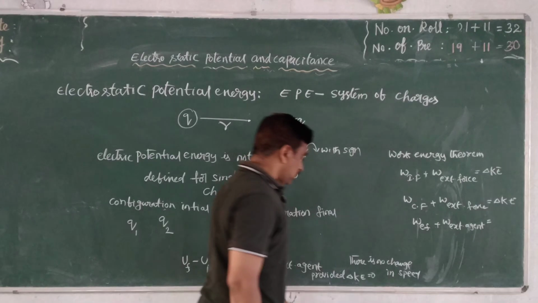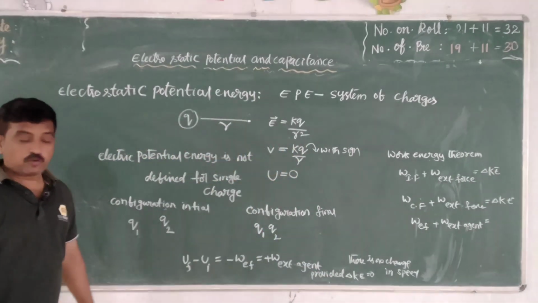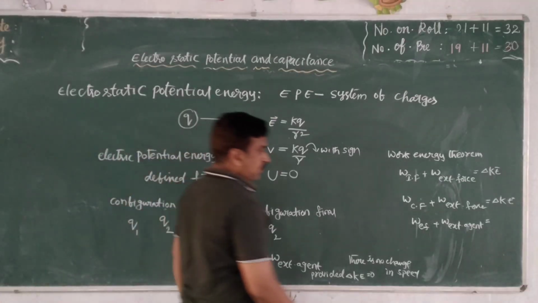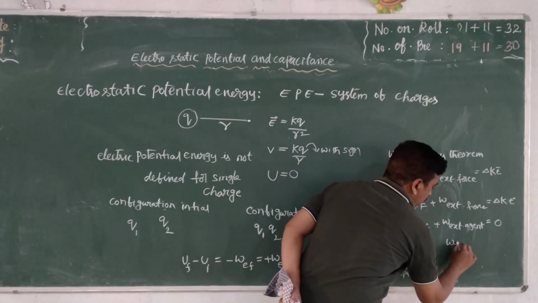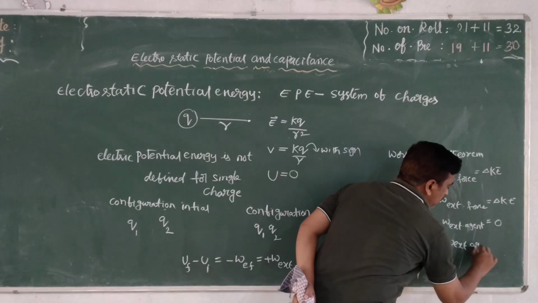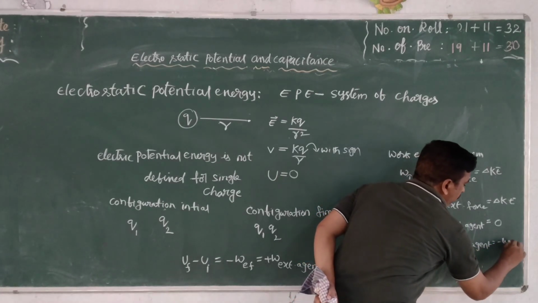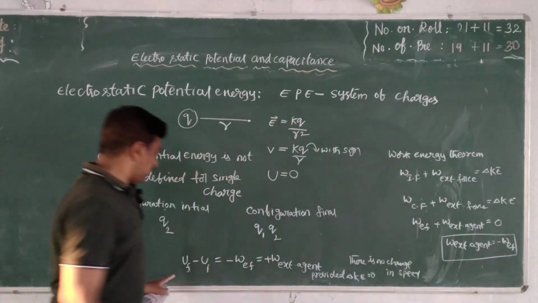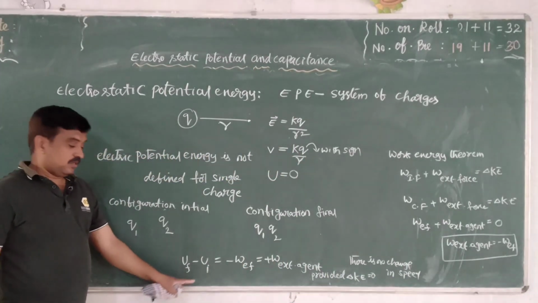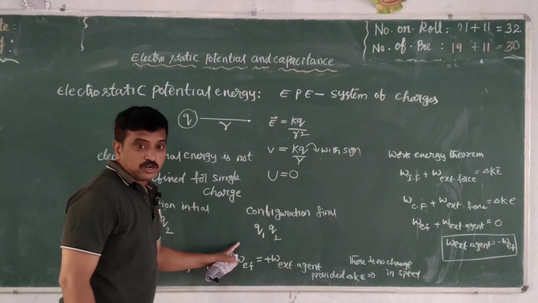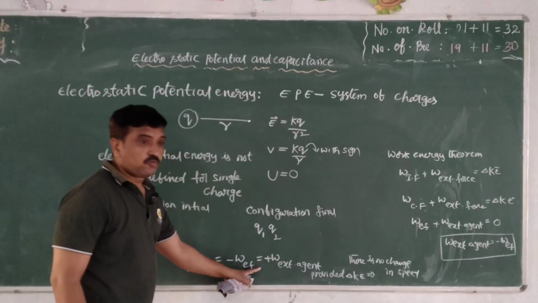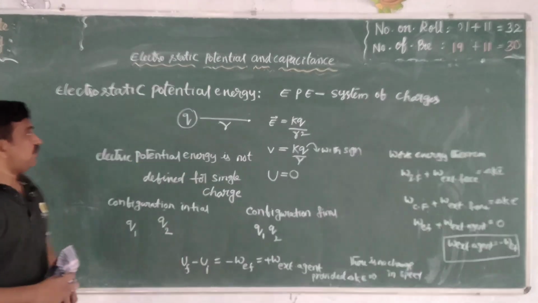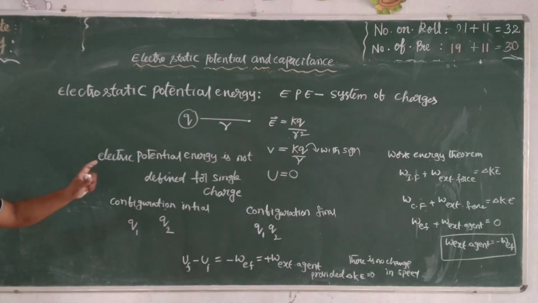This equals change in kinetic energy, which is 0, provided change in kinetic energy is 0. So that's why we can write 0 here. We write work done by external agent equal to negative of work done by electric force. That's why change in potential is nothing but negative of work done by electric force, or positive of work done by external agent. It is the definition for electrostatic potential energy.